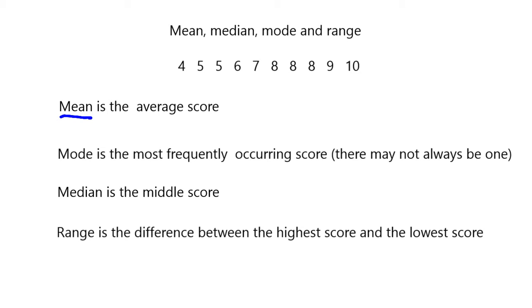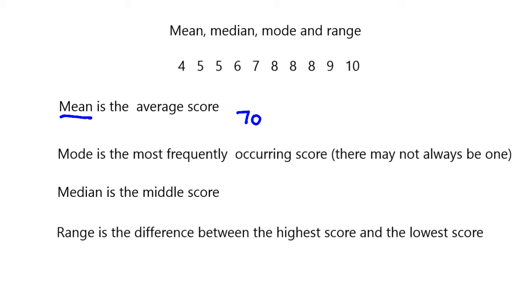Now, to work out the mean, what you need to do is add up all of those scores. So 4 plus 5 plus 5 plus 6 plus 7 plus 8 plus 8 plus 8 plus 9 plus 10. That all adds up to 70.